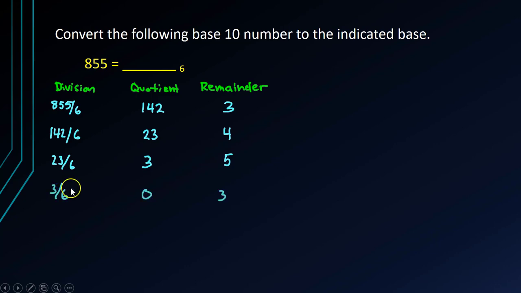Bring the 3 down here. 3 divided by 6 is 0, because 6 cannot go into 3, with the remainder of 3. So I got my 0 in my quotient. I now look at the remainders. I read upward. And reading upward, the number becomes 3, 5, 4, 3. And that would be the number written in base 6.